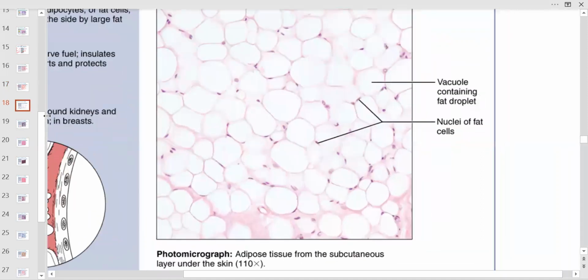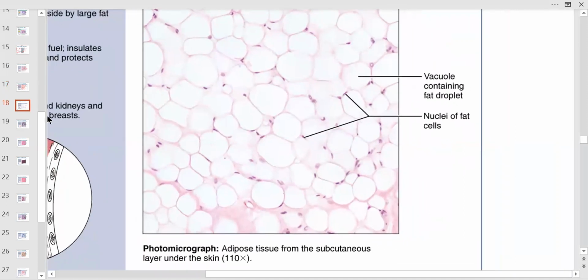This looks like big open cells of stuff in the middle. They call it a vacuole, you know, like a big container. And look at the nucleus, it's peripheral, kind of on the end. And you see the membrane of the cell and the nucleus. This, my friends, is a connective tissue called adipose.